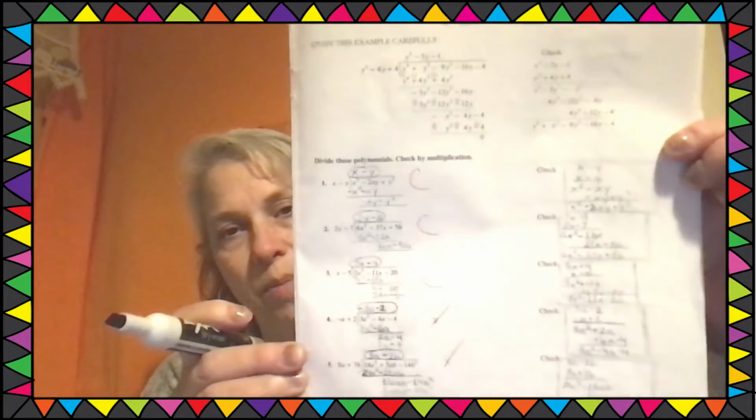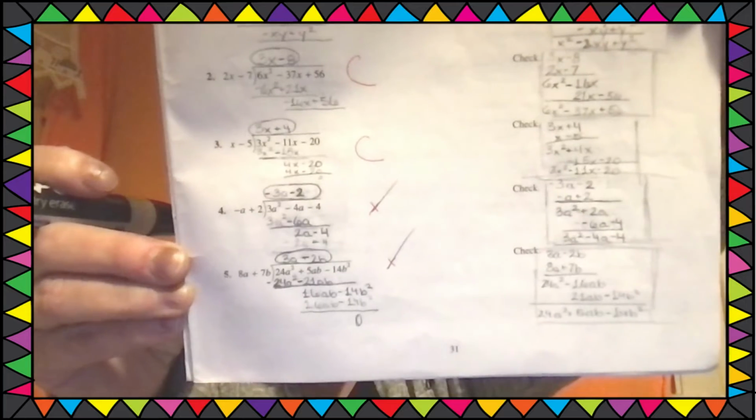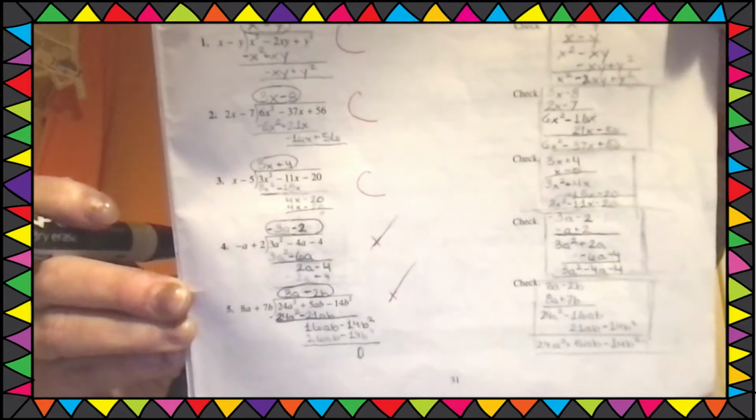So everybody should have the check done on page 31. If you don't have the checks done on that page, you can go ahead and stop the video and do them now. Okay, that is page number 31. Then we go on to page number 32. They do get a little more difficult, but you are doing the same procedure. Okay, so just changing the numbers.